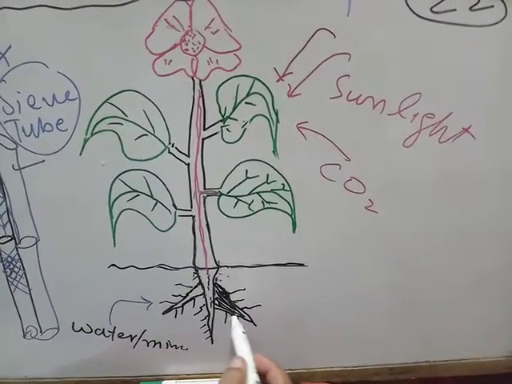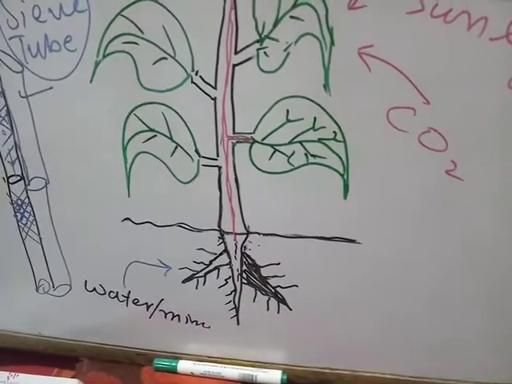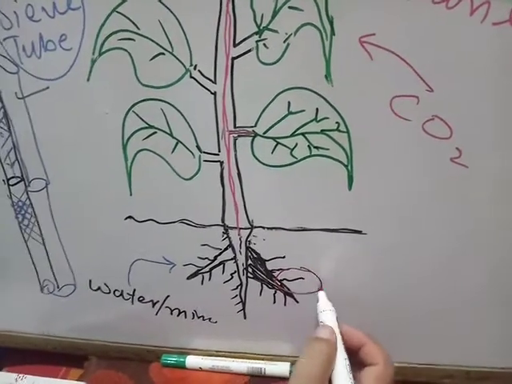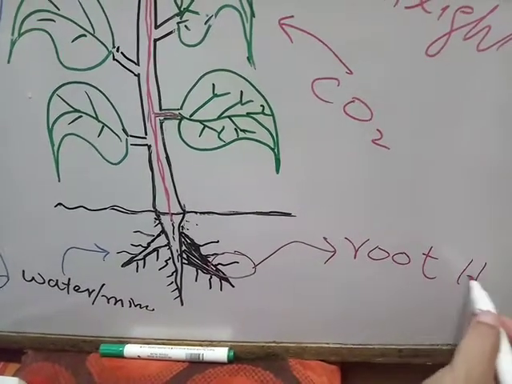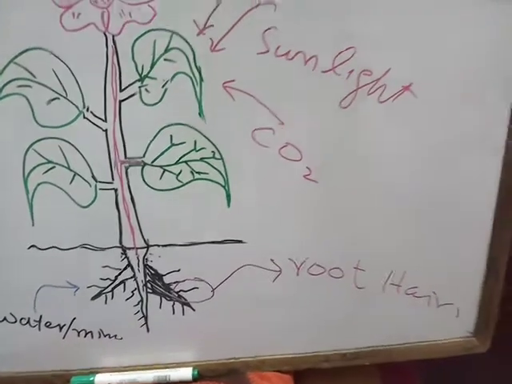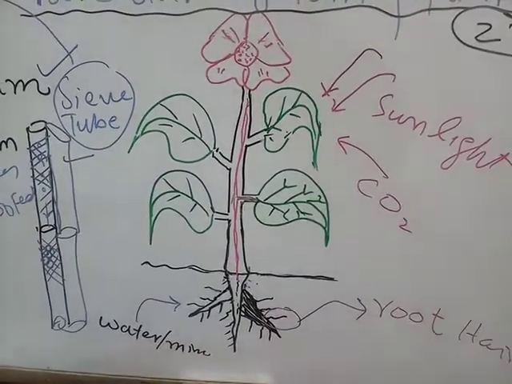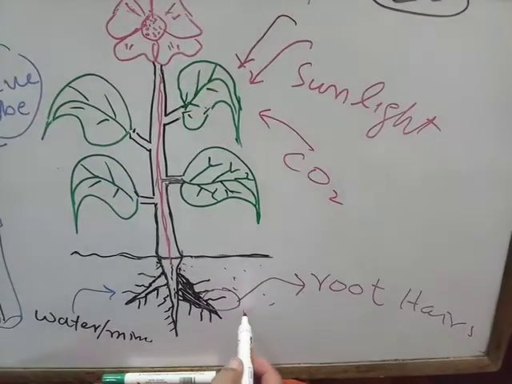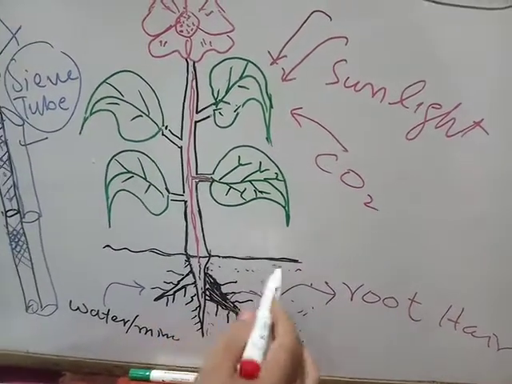Each root has some small threads or fiber-like structures. These are called root hairs. Root hairs are single celled. Actually, these are nothing but elongations of cells. So, first of all, let me draw this. For example, this is soil.